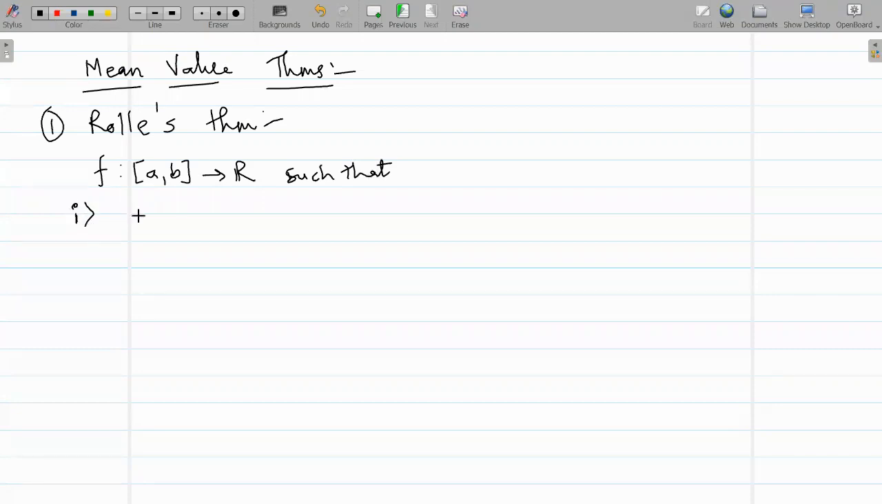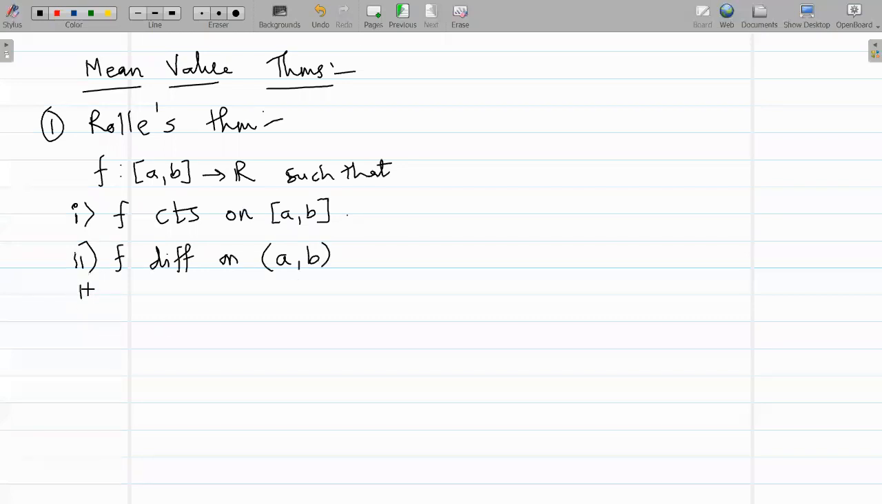First, f continuous and differentiable. Okay, continuous, but is there any specific domain? Continuous on the closed interval [a, b], and differentiable on the open interval (a, b). And the third condition is f(a) equals f(b), at the endpoints it should match.